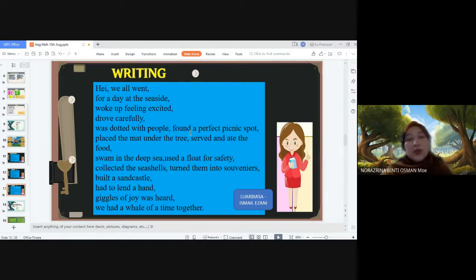So know the word collected, built, and then I try to instill at least a few bombastic words like idioms, proverb in my lyric. Like for example here, you can see lend a hand, had a way of a time together. Simple, but for my pupils, it's very hard for them to remember and they don't understand. So I tried out this song and Alhamdulillah on that particular year, my class, they managed to write flawlessly for this part.